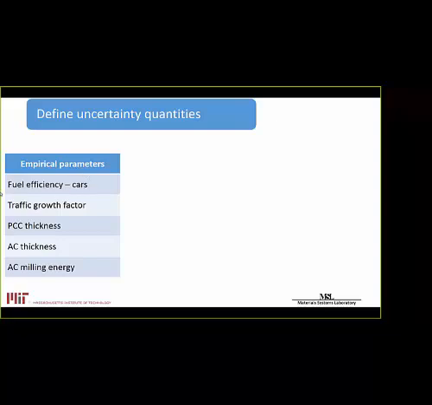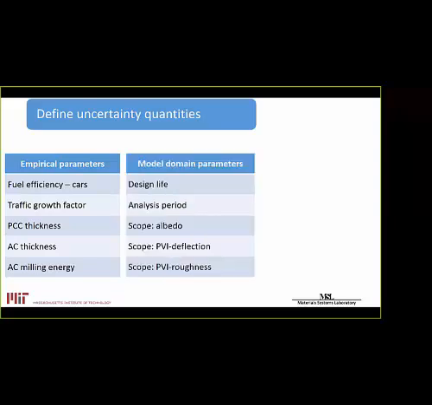What's the fuel efficiency of the cars driving over it? What will the traffic growth be like in the future? What's the thickness of the Portland cement concrete pavement, which is PCC? What's the thickness of the asphalt concrete pavement? How much energy is required to do milling, et cetera? So those ones I think are what most of us consider to be typical input parameters.